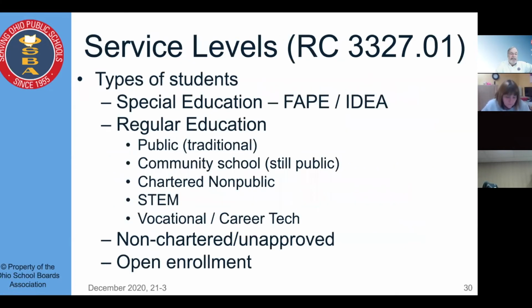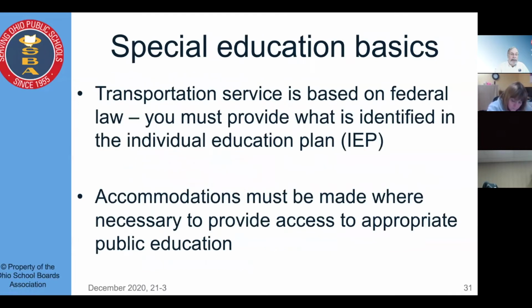All right, so let's run through this. 3327.01, that is the code that tells us who we have to transport. And so included in these different types of students, we need to make some considerations. There are special education children, there are regular education children, there are children that attend non-chartered, unapproved schools, and there are children that are involved in open enrollment. So let's break these down by different pieces here, and I'll do this by jumping forward here.